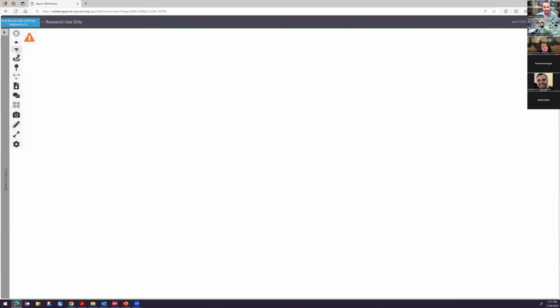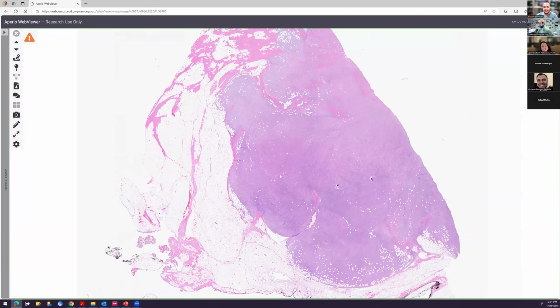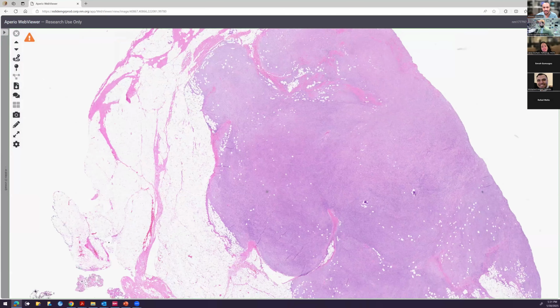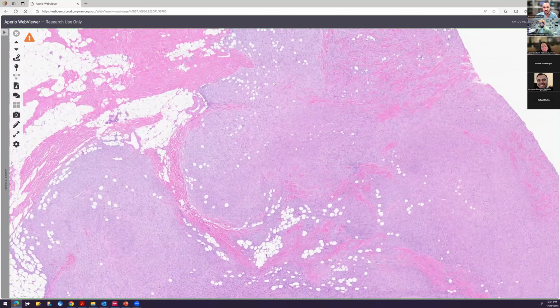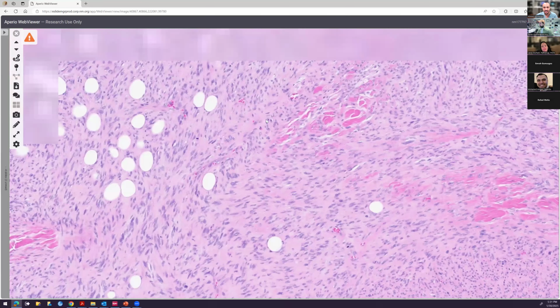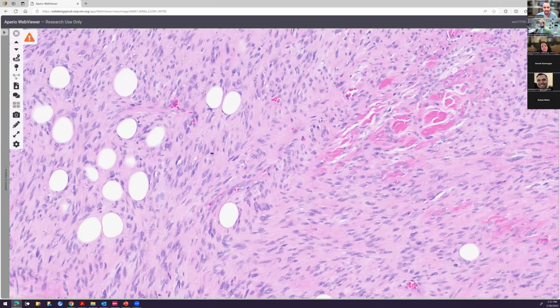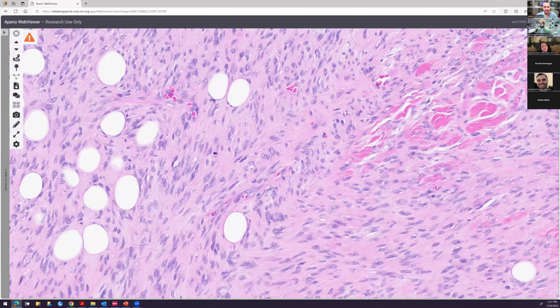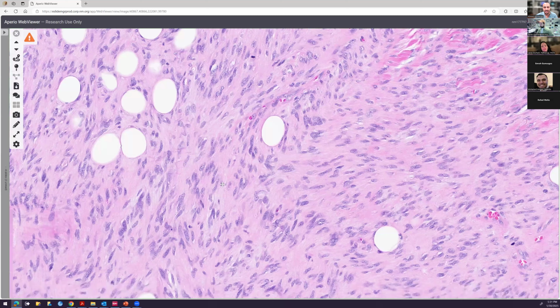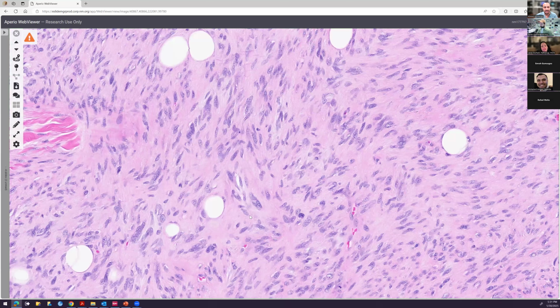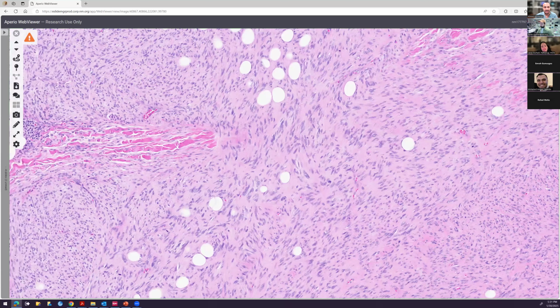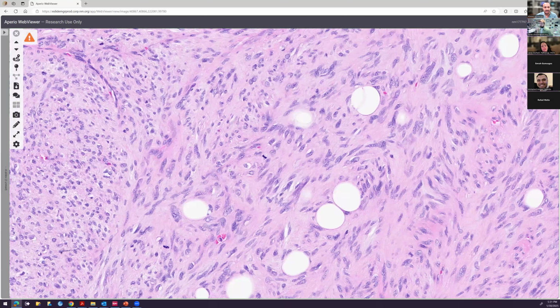Okay, let me see if I had a couple more examples. Here's another one. Again, very infiltrative into the fat. And this is one example that may have a little bit more mitotic activity. So here's a mitosis right there. How do you think about fibrosarcomatous transformation? What do you guys expect there?